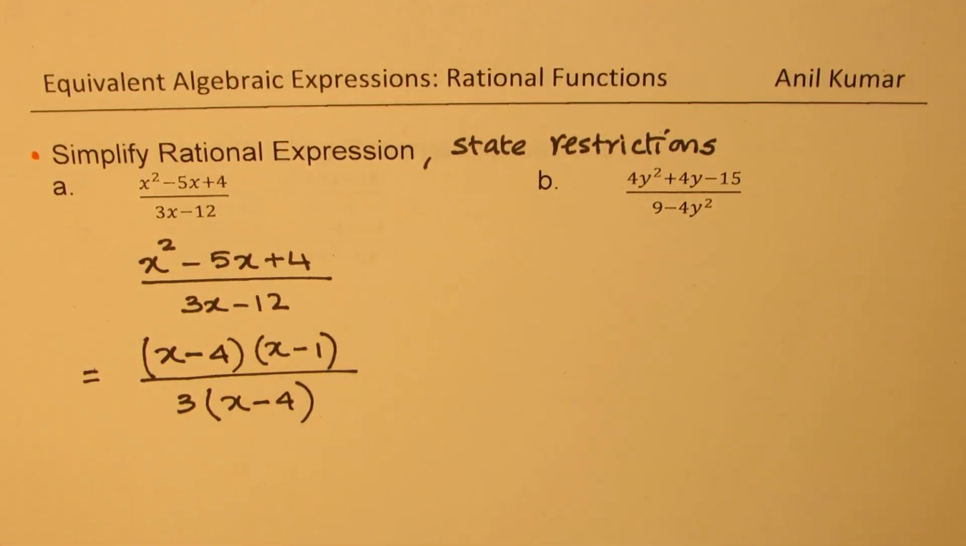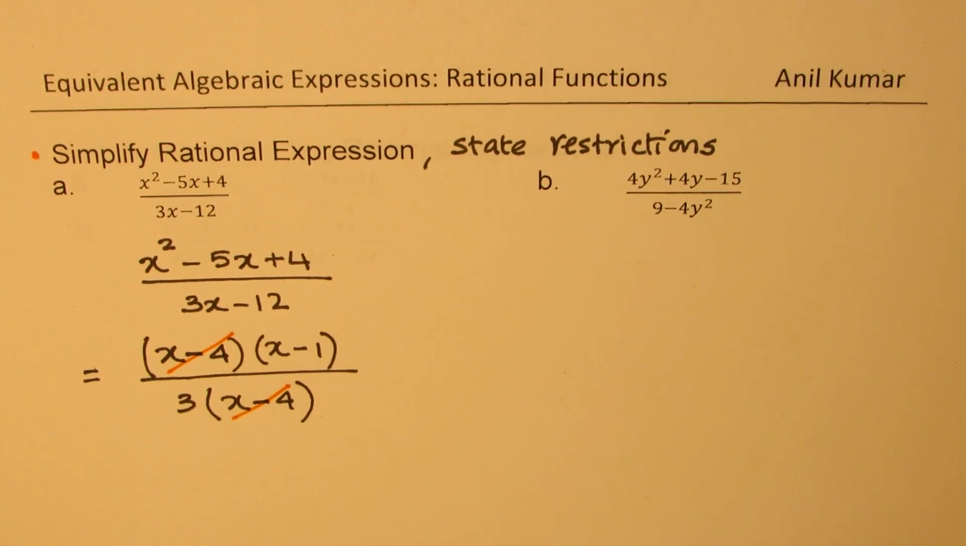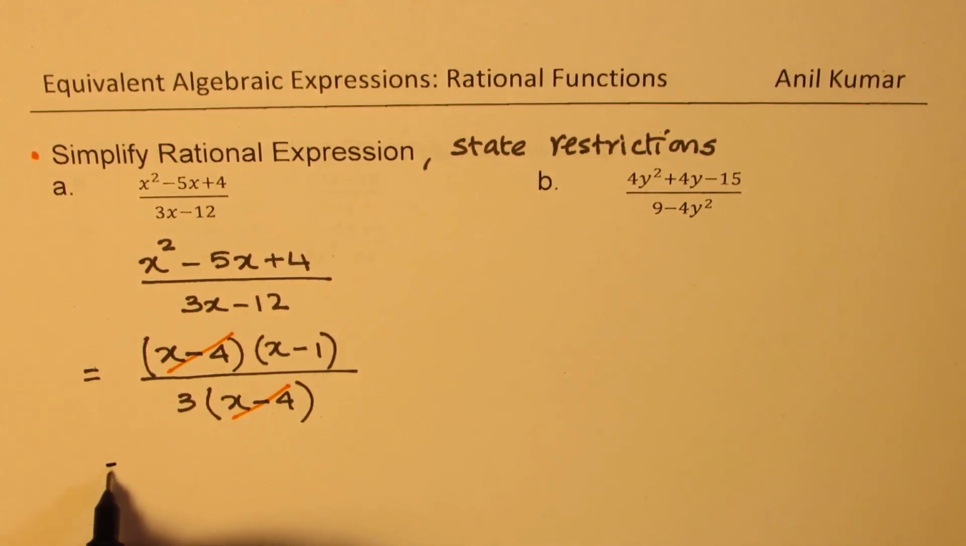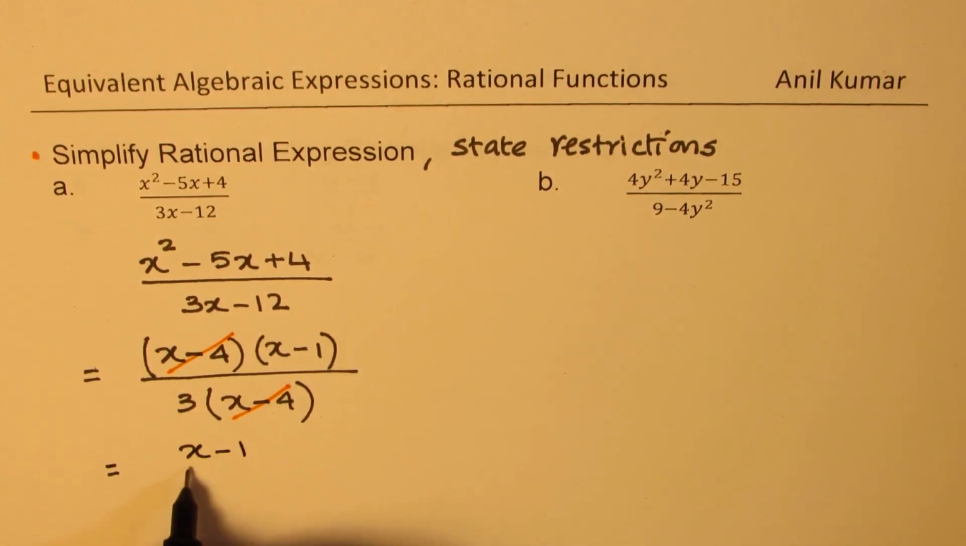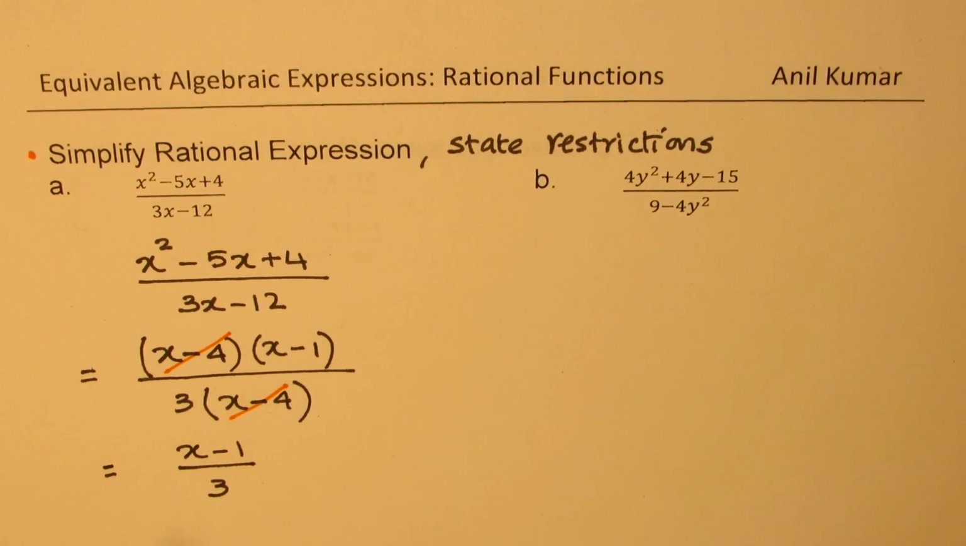At this stage, we can always cancel x minus 4 and x minus 4. Once we do that, we get x minus 1 over 3 as the rational expression. Now 3 is also a polynomial. Perfect. Now whenever you do this, you have to state the restrictions also, right?